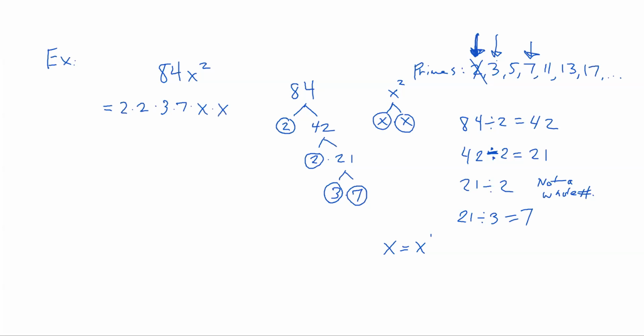So to get this thing factored down to its prime factorization, this is what we get. 2 times 2 times 3 times 7 times x times x. So that's the idea, and this would apply to all the things you have in the assignment to go with this first lesson on reviewing how to do prime factorization.